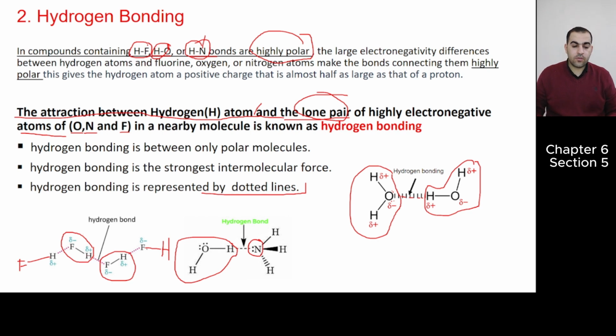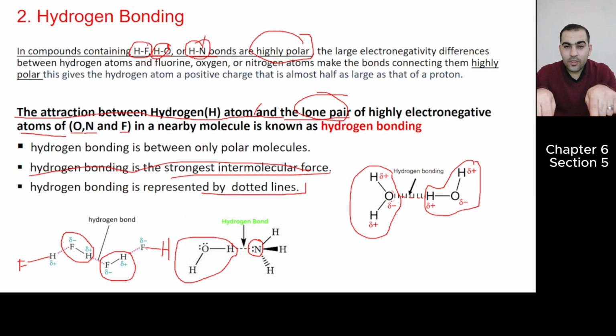So the attraction between hydrogen and fluorine in two different molecules is hydrogen bonding. Okay, and hydrogen bonding is the strongest intermolecular force. You must know it's very, very strong, but it's still weak compared to ionic and metallic bonding.